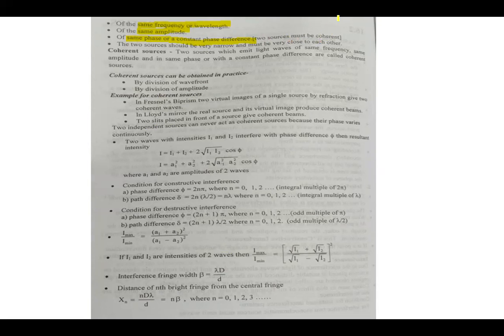Okay, what do you mean by coherent? The two sources which emit light waves of the same frequency, same amplitude, and in the same phase or with a constant phase difference are called coherent sources. That is very important, and you should know that coherent sources can be obtained in practice by two methods. One is by division of wavefront, the other by division of amplitude.